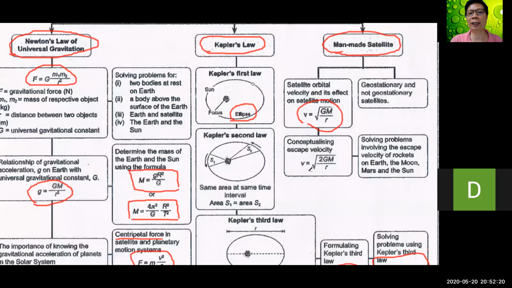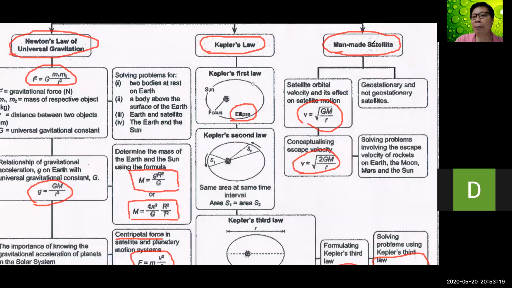Another formula is escape velocity. This is another velocity, another formula. We just add a number 2 here only. Escape velocity is the minimum velocity required to escape from gravity. For example, you want to launch a rocket into outer space. The rocket must be able to overcome the gravity, so it must have a minimum speed. This minimum speed required to escape from gravity we call escape velocity. Also use this formula to calculate. You see, there are many things the scientists need to calculate. This one calculates escape velocity, and this one calculates orbital velocity.